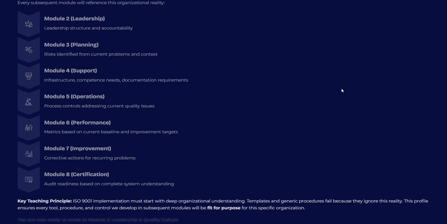Key teaching principles here: ISO 9001 implementation must start with deep organization understanding. Templates and generic procedures fail because they ignore this reality. This profile ensures every tool, every procedure, and every control we develop in subsequent modules will be fit for the purpose for this specific organization. You are now ready for Model 2, leadership and quality culture.